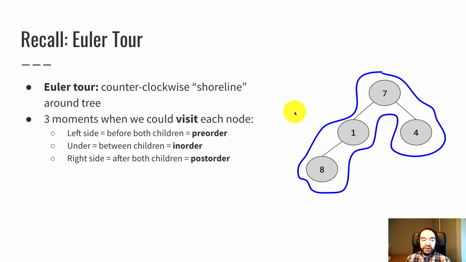So preorder is what you get when your policy is to visit a node on the left side before the two child pointers. So if we follow the Euler tour here and visit on the left side, we would visit 7, 1, 8, and then 4. Inorder is what you get when your policy is to visit a node in between the two child pointers, after the left child and before the right child. If we follow that policy on this graph, then we would visit 8, 1, 7, and then 4. And the third and final alternative is if you visit a node on the right side after both child pointers, and if we follow that policy, we would visit 8, and then 1, 4, and then 7.